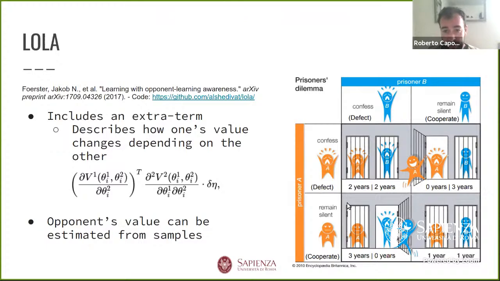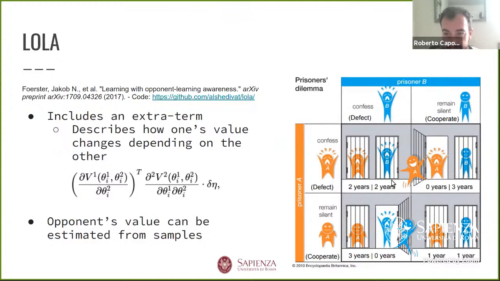So what happens? If they both confess, they will stay in jail for 2 years each. But if only one of them remains silent and the other one confesses, the one who confessed will be out of jail, but the other one will instead stay 3 years.